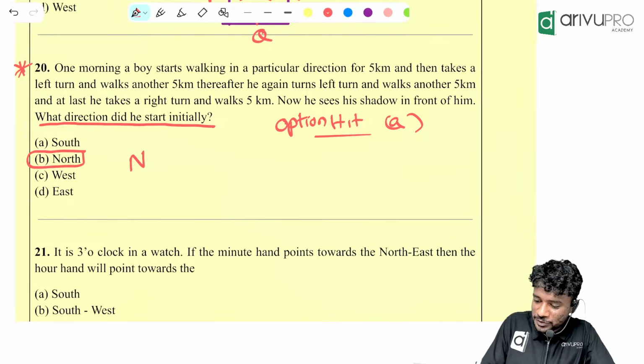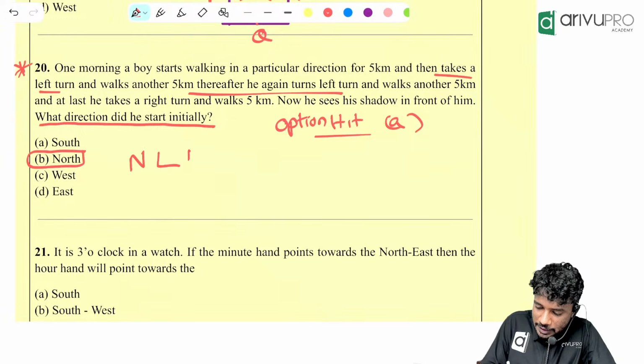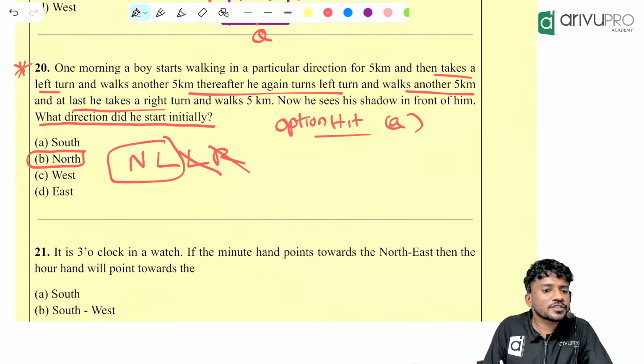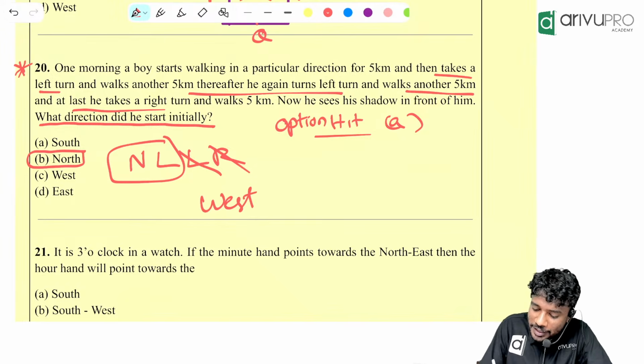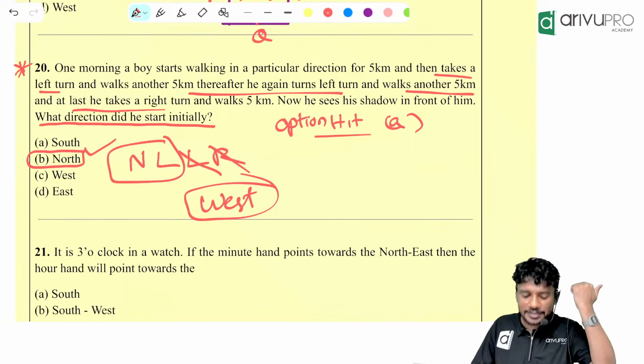Initially, he is looking towards which direction? The north direction. Then what happened? Takes a left turn. Then again takes a left turn. And finally, he takes a right turn. Anything else? No. Left and right got cancelled. North, left is what? Left of north is west. So he is looking in the west direction. So which option is the correct answer? Option B is our correct answer.